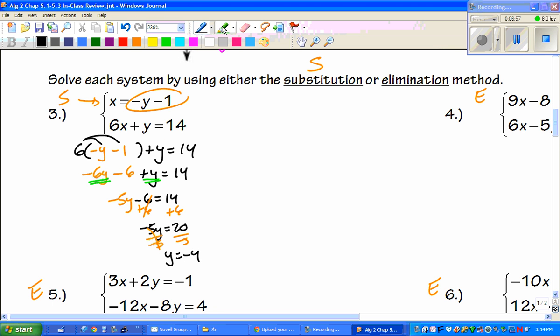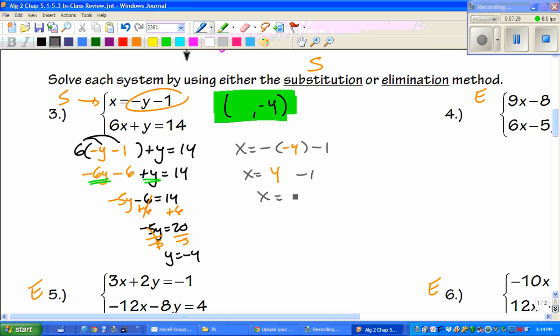y equals negative 4. So up here for our answer, we know that y is negative 4, but we still got to find out what x is. So we're going to plug it into the original equation up top. Plug in negative 4. Negative minus 4. We got those two negatives right there. That turns to a positive 4. And x, 4 minus 1. I almost said the answer. It's 3. Okay? So we get 3, negative 4.